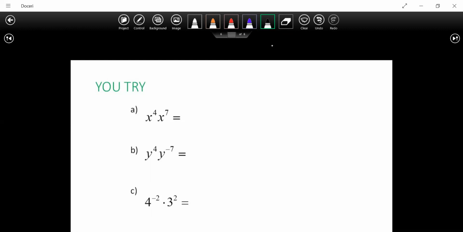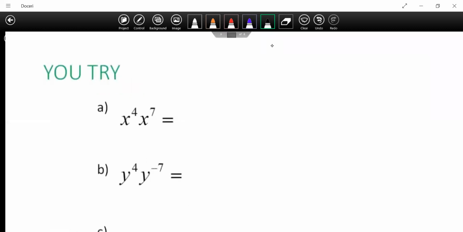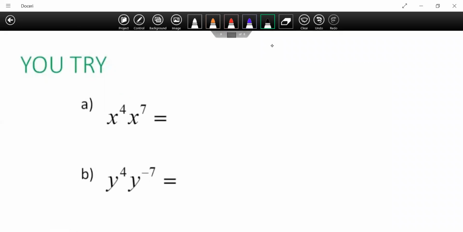First number, they had the same base, yes? What can we do with them? Add them. They're still going to remain the same base. Yes, I know you guys don't have to show this part, but I'm just going to show it for the ones that need help. 4 and 7 is what? 11.